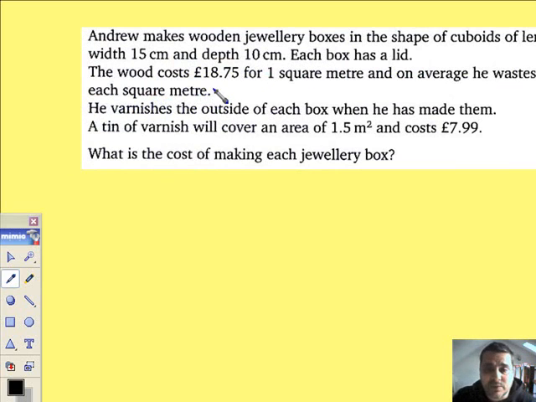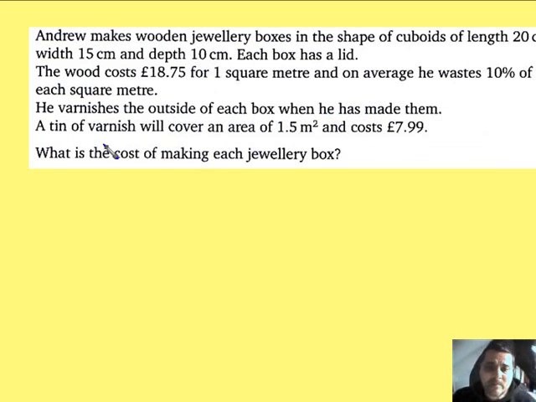That is a difficult statement. Anyway, he varnishes the outside of each box, and you have to presume he's going to varnish the underneath as well when he's made them. A tin of varnish will cover an area of 1.5 metres square, and that tin costs £7.99 to buy. So what's the cost of making each jewellery box?